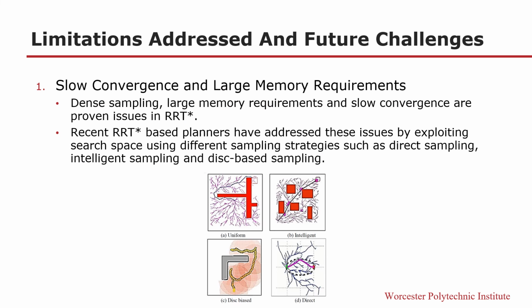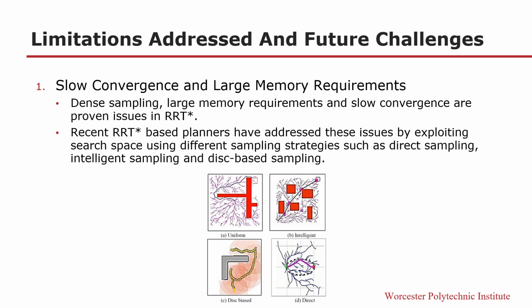The paper also includes the limitations addressed by variants of RRT star in recent years and highlights the future challenges, out of which some are discussed here. RRT star requires large number of iterations and samples to avoid local minima, consequently increasing the memory requirements. During recent years, RRT star based planners have addressed these issues by exploiting the search space using different sampling strategies, which are shown in figure.